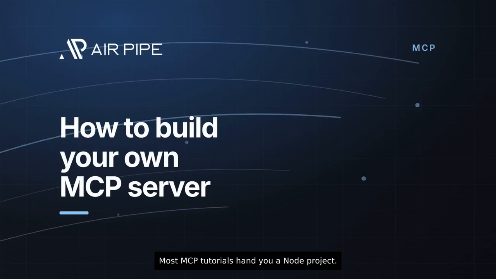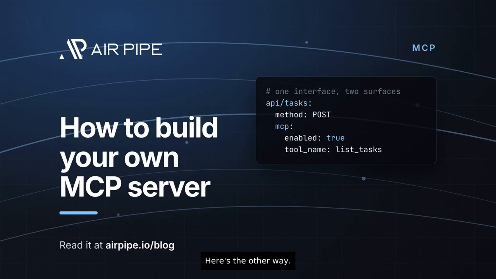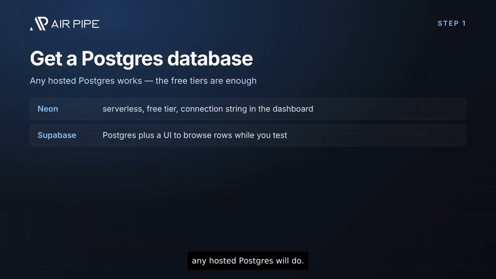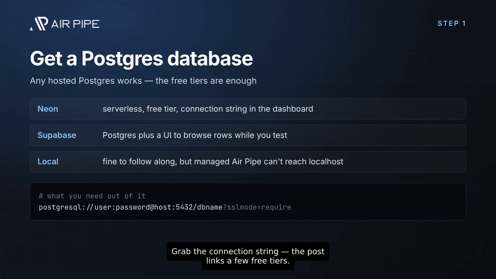Most MCP tutorials hand you a node project, an SDK, a tool handler, and a server you have to keep running. Here's the other way. Step 1. Any hosted Postgres will do. Neon, Supabase, or one you run yourself. Grab the connection string. The post links a few free tiers.